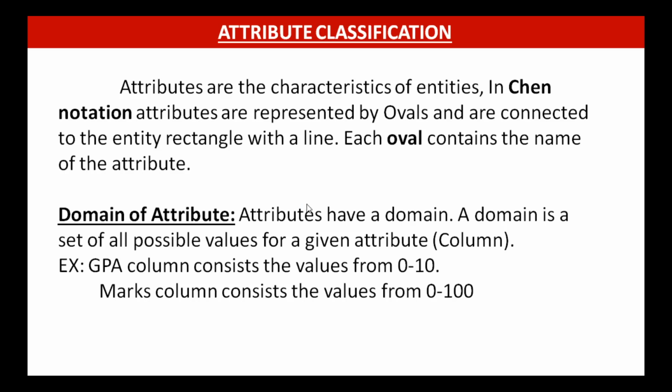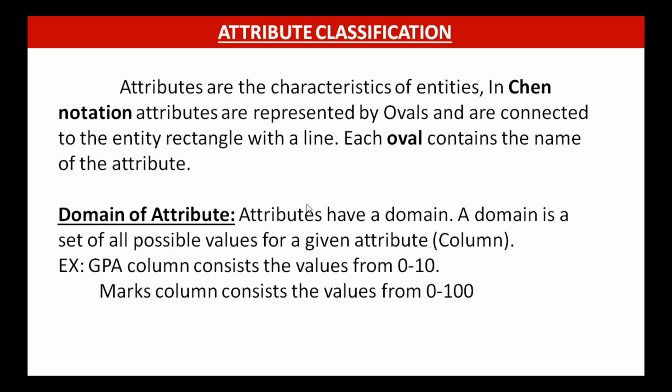And the next topic is attribute classification. So what are attributes? Attributes are nothing but the characteristics of entities. In Chen notation, attributes are represented by using an oval symbol, which is connected to the entity rectangle with a line. Each oval contains the name of the attribute.